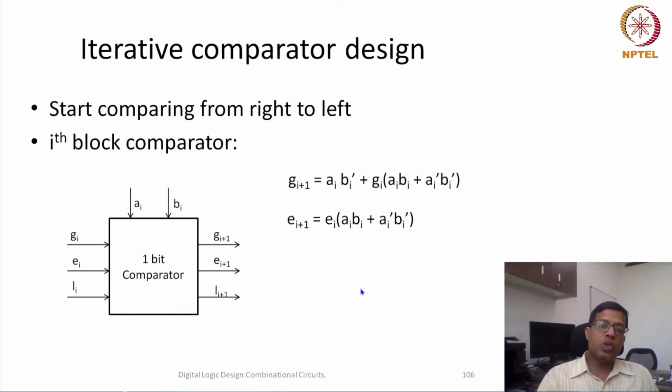Okay. Similarly we can also find out the equal bit. For the equal bit it is more reasonable and easy to understand: if previously it is equal and now also it is equal, so previously Ei has to be equal, and currently also Ai and Bi should both be the same, either both should be 1 or both should be 0.